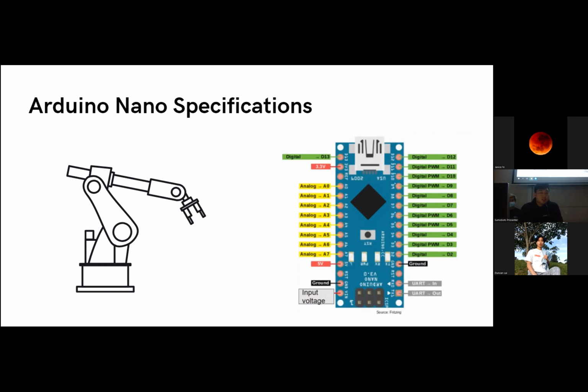So this is basically the board for the Arduino Nano. As you can see, there are digital pins and analog pins. The difference between digital pins and analog pins on the Arduino Nano is that digital only has 2 states, high and low, whereas the analog has a range.